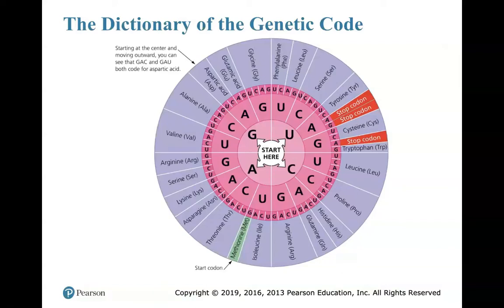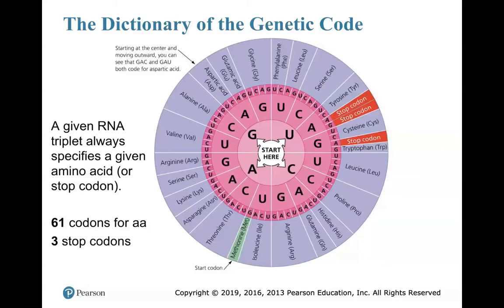How do the codons know what amino acid to code for? This wheel right here looks complicated, but it's really not. It determines what amino acid ultimately results from the 3-letter codon reading from the RNA. So this is a dictionary of the genetic code. Given an RNA triplet, we have 3 letters, and it's going to specify the amino acid that is going to result.